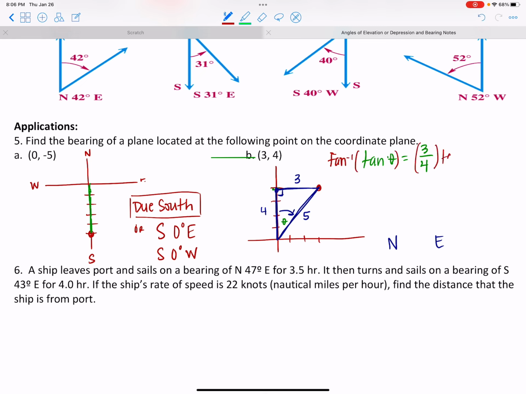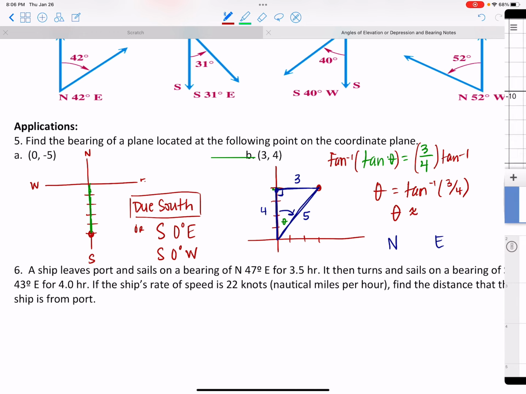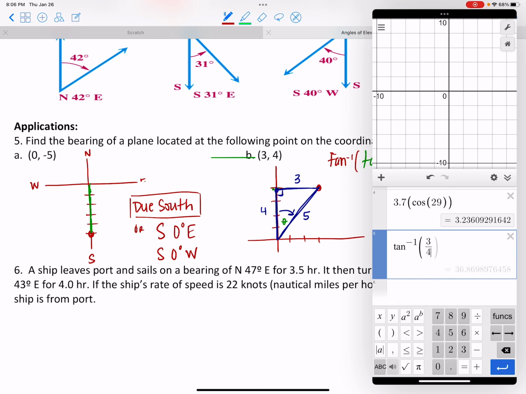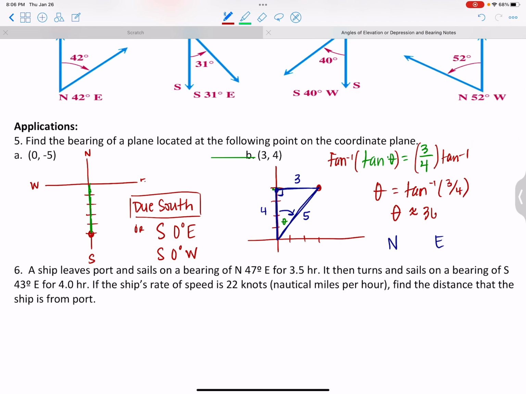And so into the calculator, we'll say theta is equal to the inverse tangent of 3/4. So theta is going to be approximately, let's see, about 36.87-ish. And I would be totally okay if you just rounded that to the nearest degree, because I didn't give myself a lot of space. So I'm going to say about 37 degrees. So north and then 37 degrees east.